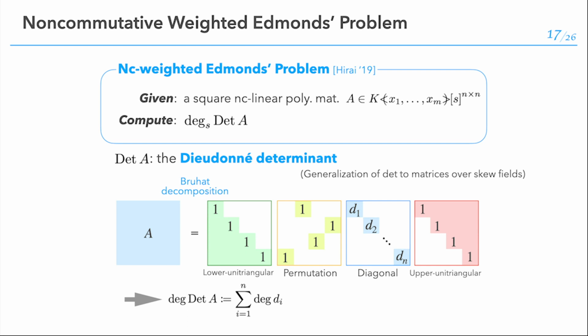an upper unitriangular matrix. Then, if A is a matrix over a commutative field, its degree of the determinant is just the sum of the degrees of the diagonal entries in the diagonal matrix. We employ this as the definition of the degree of the Dieudonné determinant for a matrix A over skew fields. This decomposition is called the Bruhat decomposition.